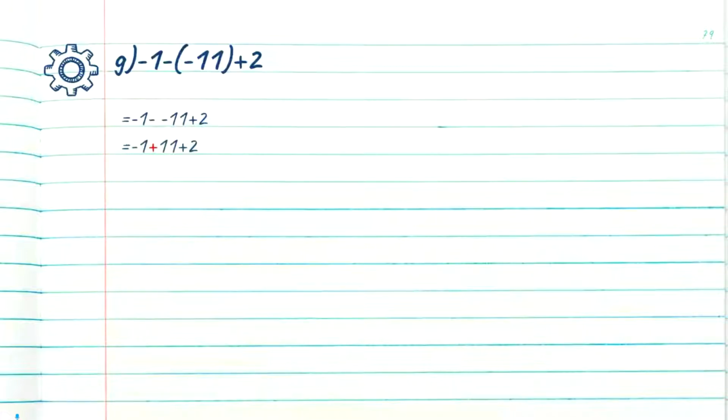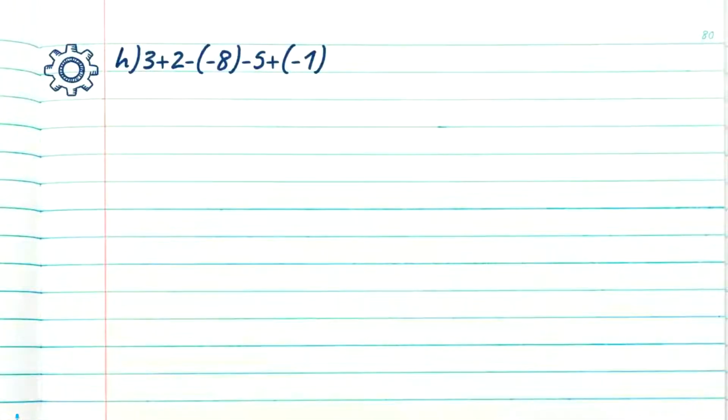Now that our equation is clean, we can go ahead and start solving. The first operation is -1 plus 11. That gives us 10, and we drop the rest of the equation. 10 plus 2 is equal to 12, and there's no further operations required, so we can highlight that the final answer is 12.